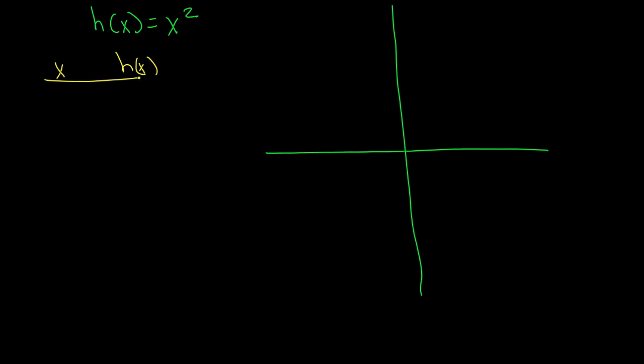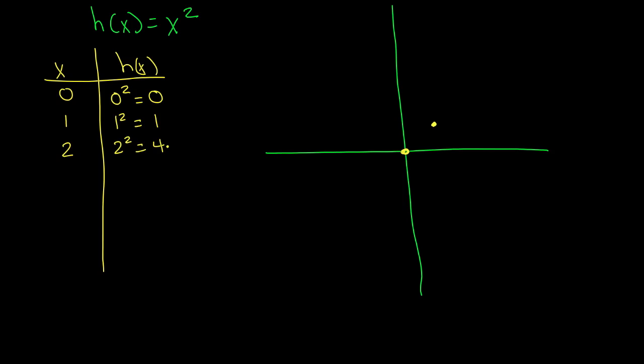So if x equals 0, then h of x would be 0 squared equals 0. So let's plot the point 0, 0 on the graph. If x equals 1, then h of x is 1 squared equals 1. So let's plot the point 1, 1 on the graph. If x equals 2, then 2 squared equals 4. So let's plot the point 2, 4. 3 squared equals 9. And we're getting way up there, so somehow it looks like a curve going up like that. Let's try some negative numbers.